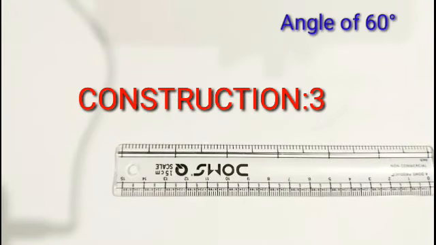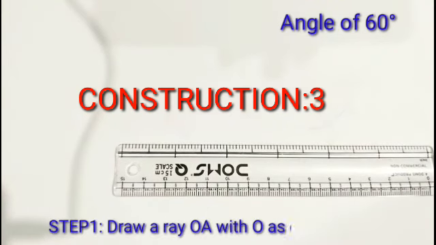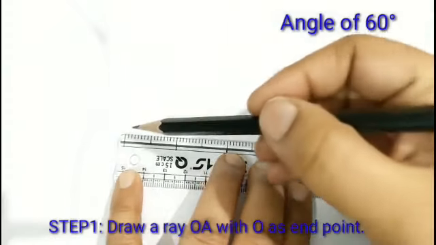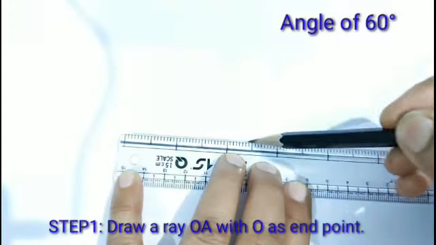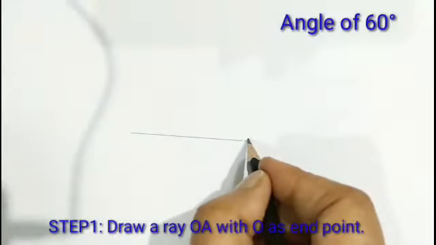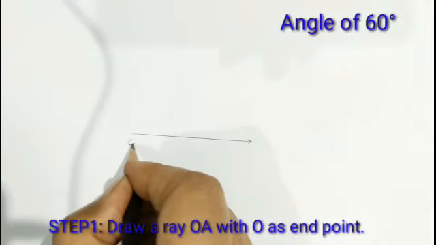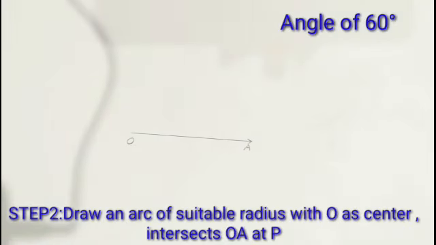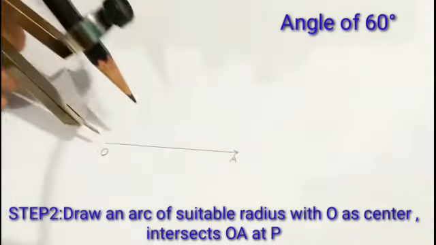To construct an angle of 60 degrees, step 1. Draw a ray OA with O as the end point. O is the end point, OA is the ray. Step 2. Draw an arc of suitable radius with O as center to intersect the ray OA at P. So let us follow the steps.